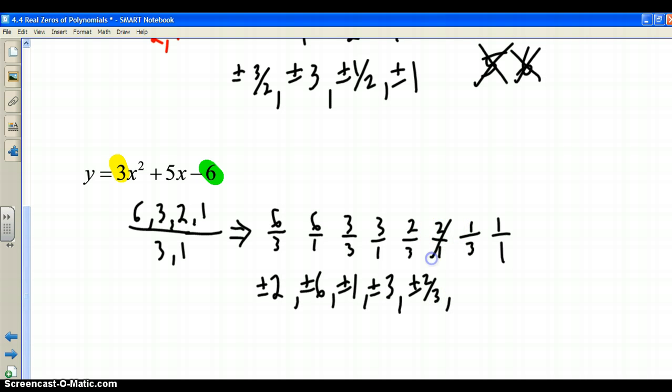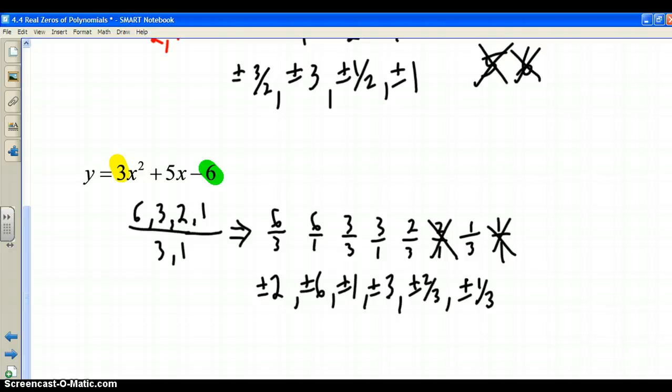Plus or minus, oh, I don't need this one. Plus or minus 2. We already have a plus or minus 2 from there. Plus or minus 1/3. And again, I already have a 1 right here, so I really don't need that one. So I've got 1, 2, 3, 4, 5, 6, 12 possible rational zeros. They will come from this pool of numbers.